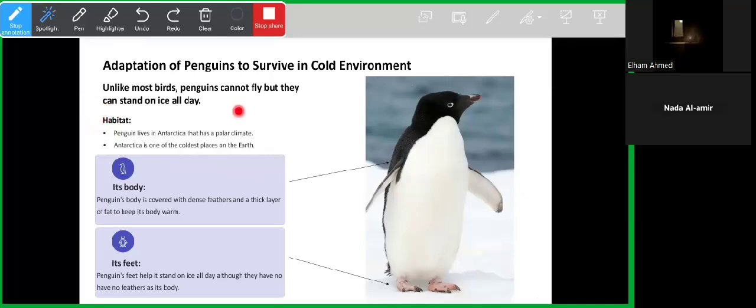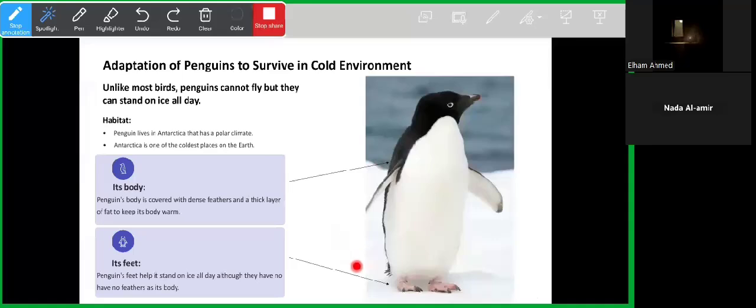Unlike most birds, penguins cannot fly, but they can stand on ice all day. They can stand on the ice all day because of their bodies. Penguins' bodies are covered with dense feathers and a thick layer of fat to keep their bodies warm.